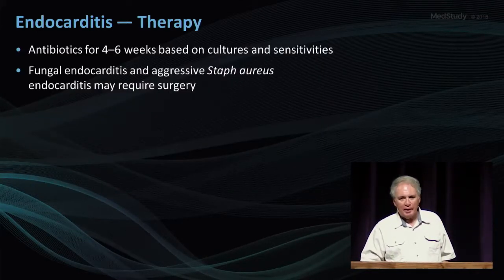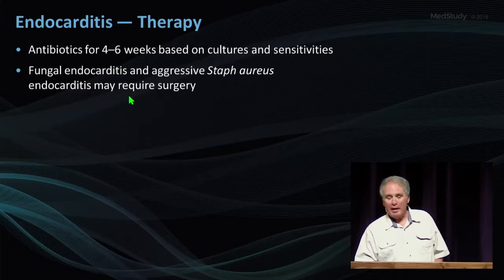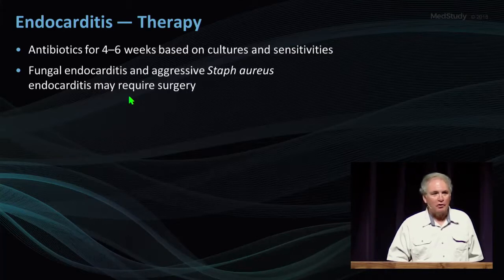How do you treat endocarditis? I think you'll get this in a little more detail in infectious disease. Antibiotics for 4 to 6 weeks based on cultures and sensitivities. Keep in mind that fungal endocarditis and aggressive Staph aureus may require early surgical intervention.